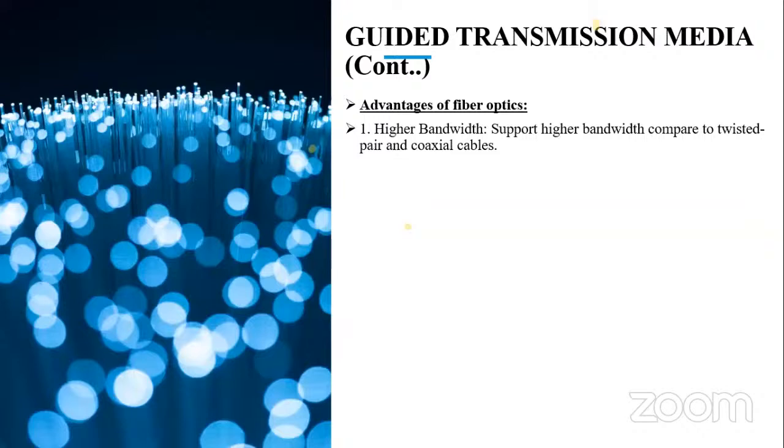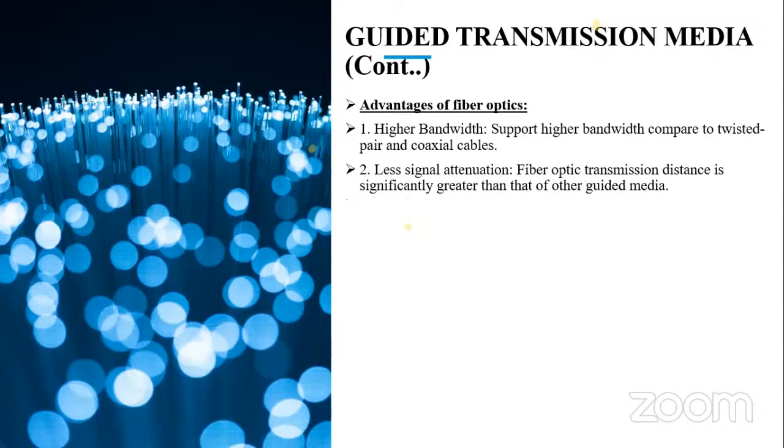The maximum capacity that a cable can carry. The maximum possible is achieved through fiber optic cable only, when you compare with twisted pair and coaxial cable. The next advantage is less signal attenuation. Fiber optic transmission distance is significantly greater than other guided media.